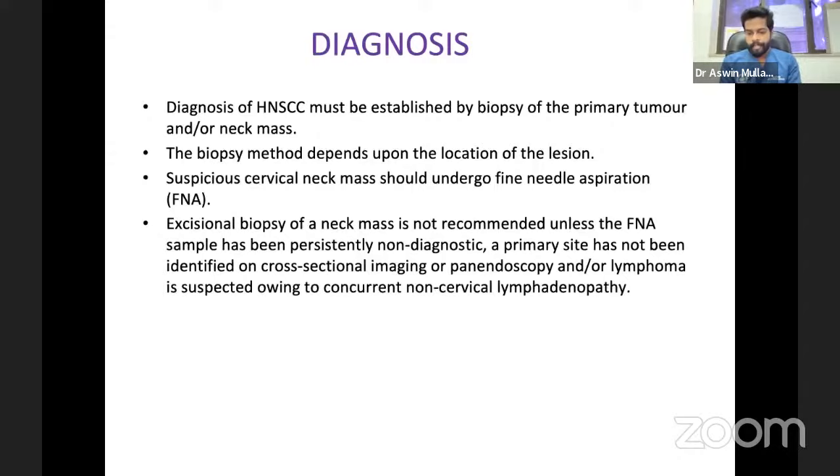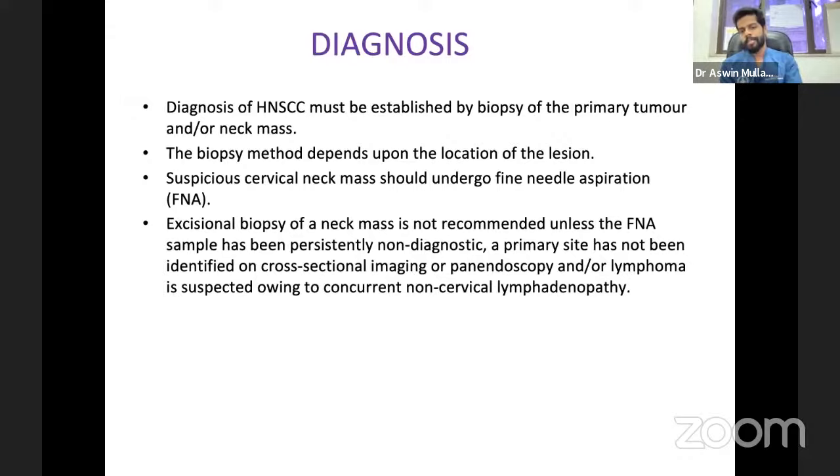Biopsy methods depend upon the primary location of the lesion. If you're finding a suspicious cervical node, don't directly go for a biopsy, which can be either incision or excision. Nodal biopsy is mostly reserved for lymphoproliferative disorders or other kinds of hematological malignancies. Otherwise, in case of squamous cell carcinomas or poorly differentiated carcinomas, a node biopsy should be done only if the primary investigations like cross-sectional imaging or endoscopy are inconclusive. In that case only you can go for a nodal biopsy directly.